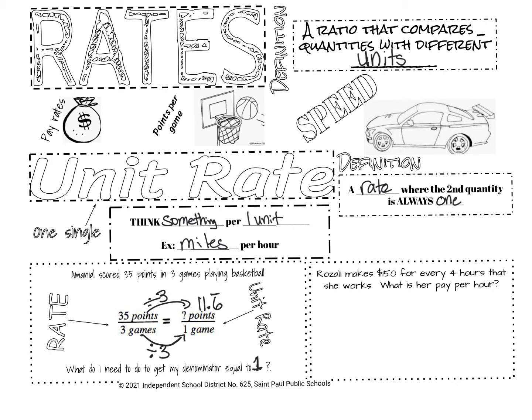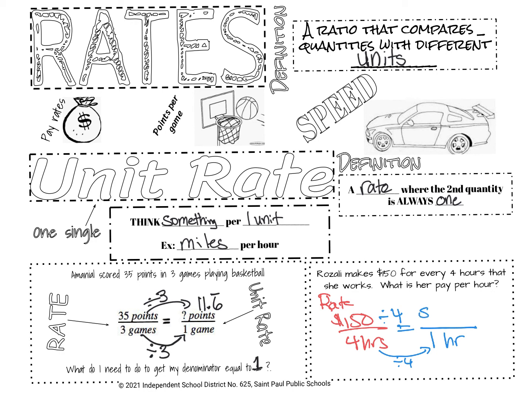All right, so as we look at this, we can see that Rosalie is making $150 for every 4 hours that she works. So that makes her rate $150 for 4 hours. So that's her rate. We want to figure out what the unit rate is. So we want to know how much she makes for 1 hour of work. So once again, I'm going to ask, what do I do to 4 to get to 1? Divide by 4. So I'm going to take 150 divided by 4.